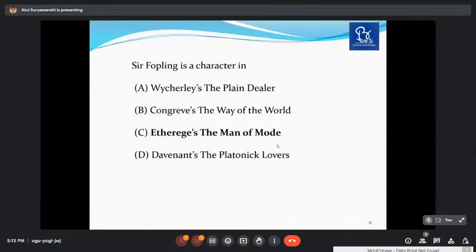Let us turn towards the next question in the series. Sir Fopling is a character in Wycherley's The Plain Dealer, William Congreve's The Way of the World, George Etherege's The Man of Mode, or Davenant's The Platonic Lovers. So the answer has been darkened here: option C, George Etherege, The Man of Mode. So Fopling is a character from the play The Man of Mode, written by George Etherege.